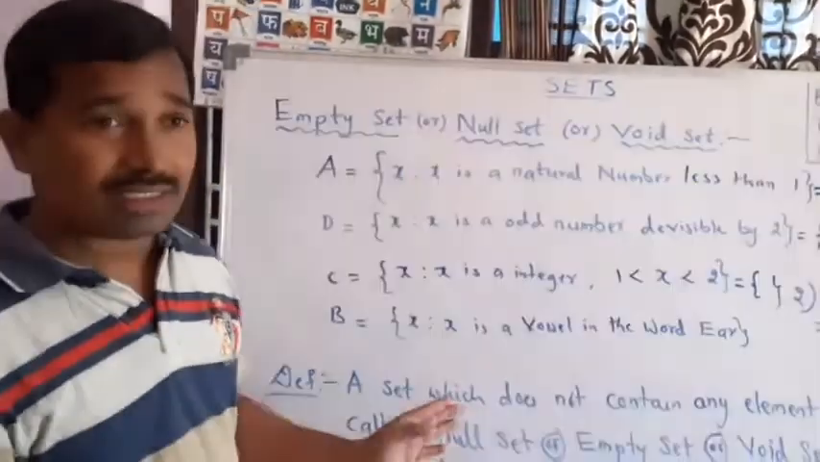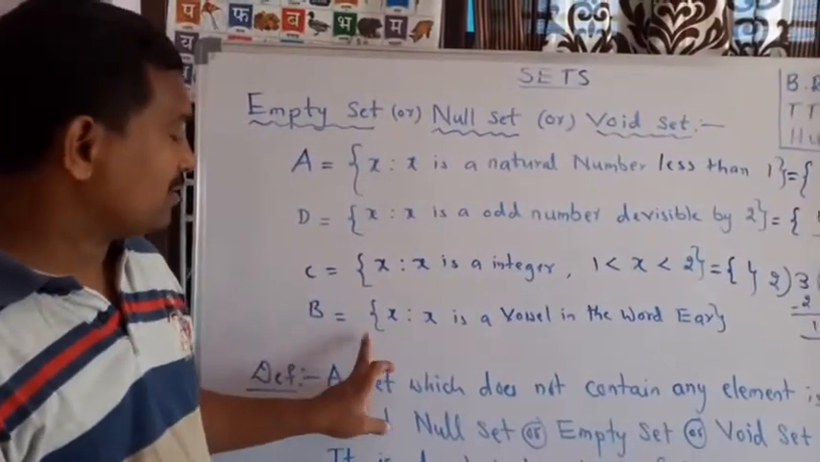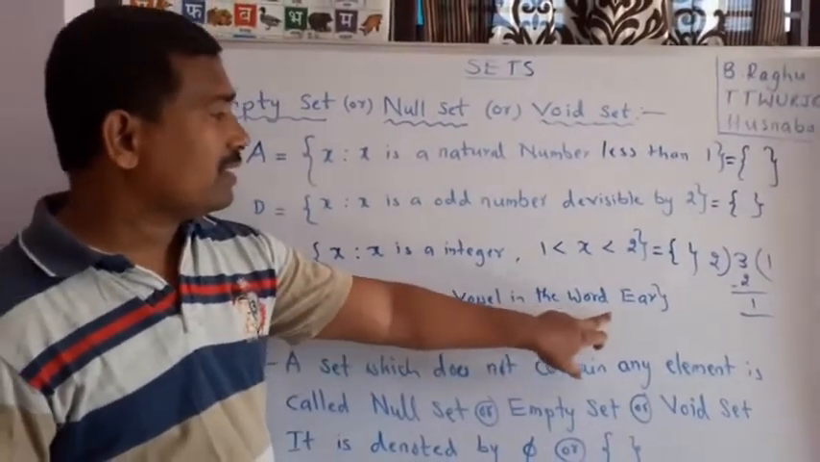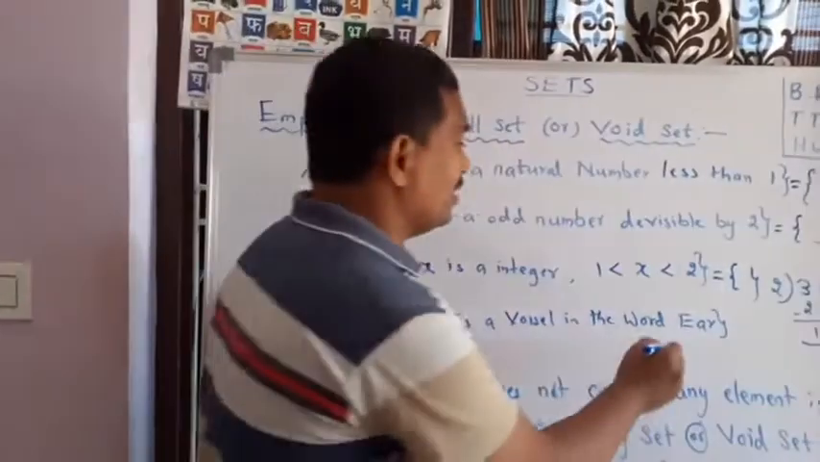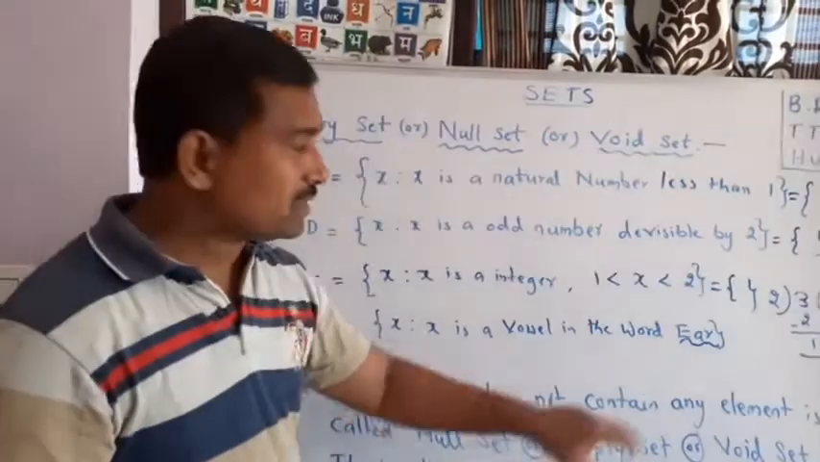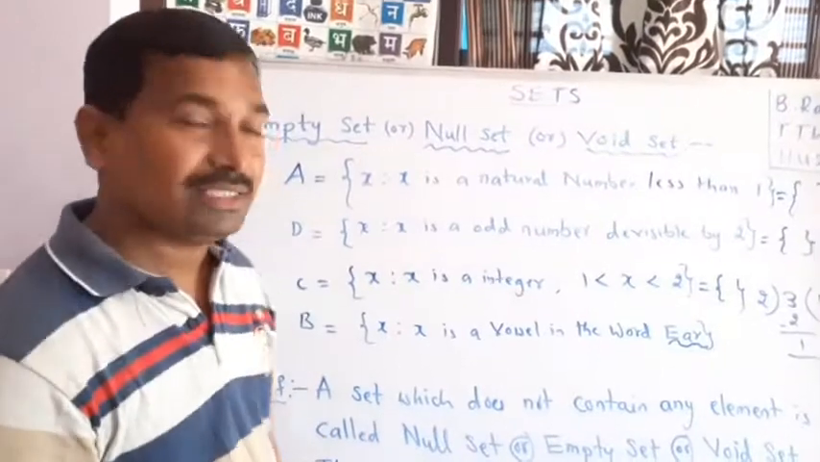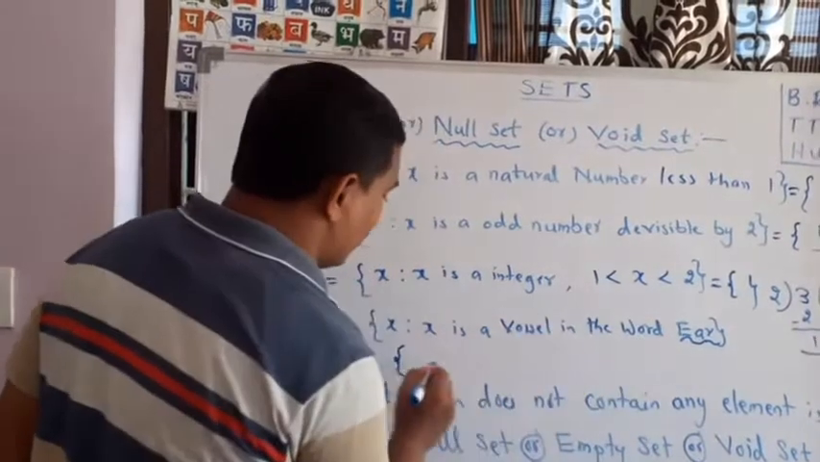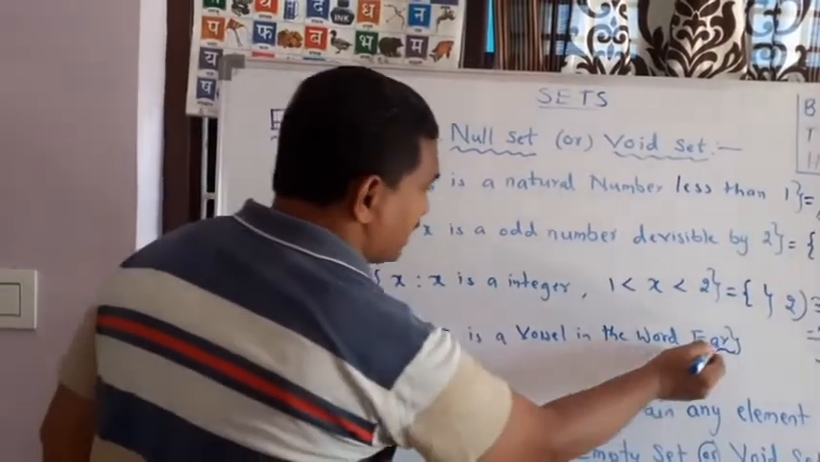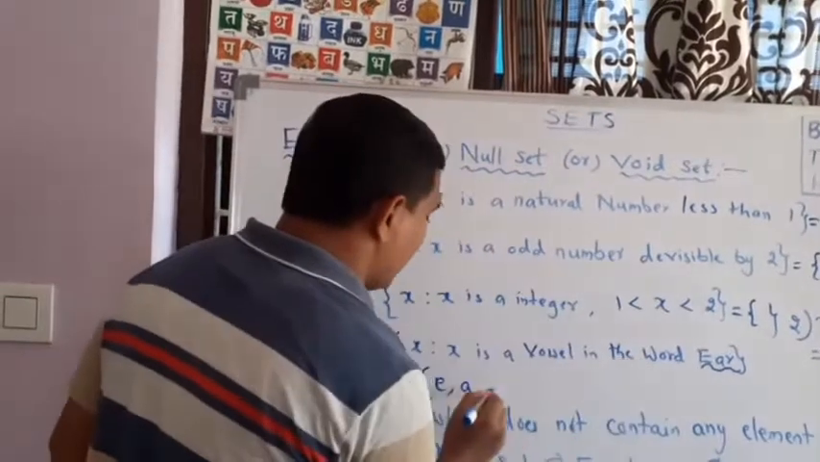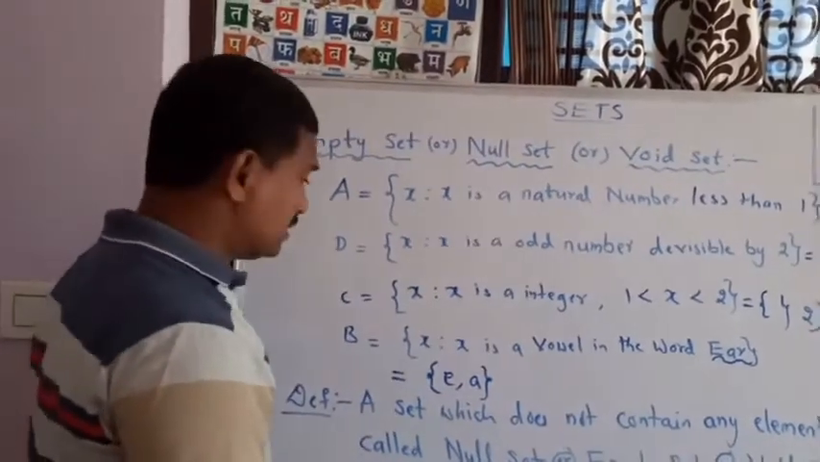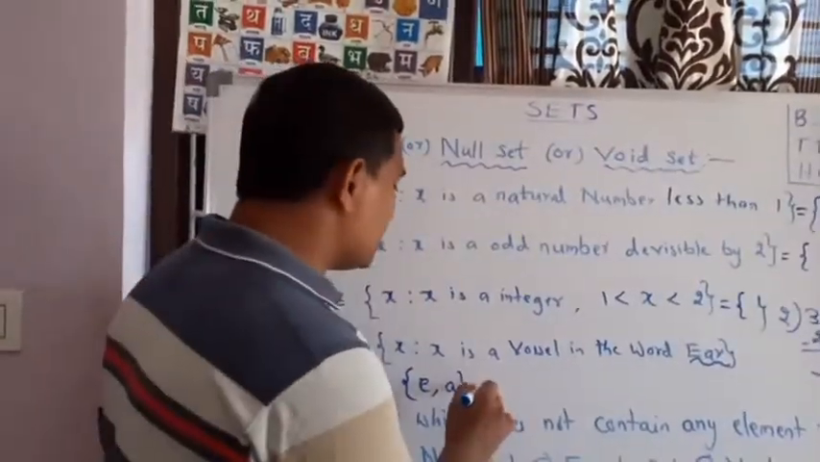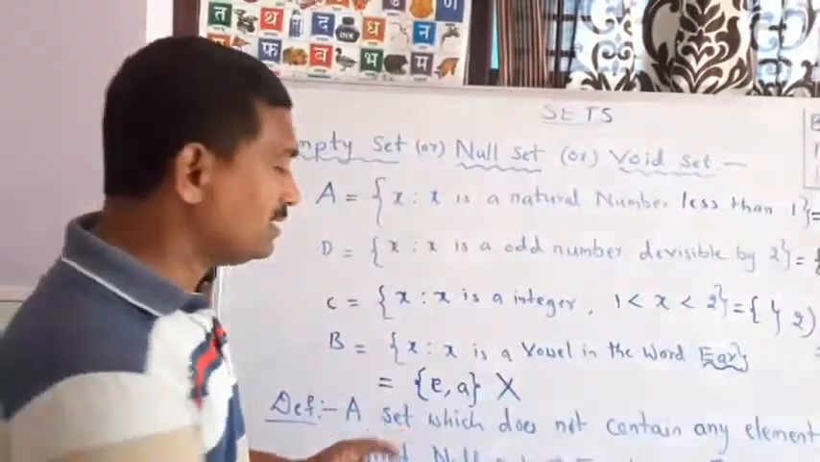Okay. Let us take one more. B is a set. X such that X is a vowel in the word ear. Ear is a word. In this word, vowels are there. List them out. What are the vowels in this? E is a vowel. A is a vowel. R is not a vowel. These two are vowels. So this set contains 2 elements. So it is not an empty set.